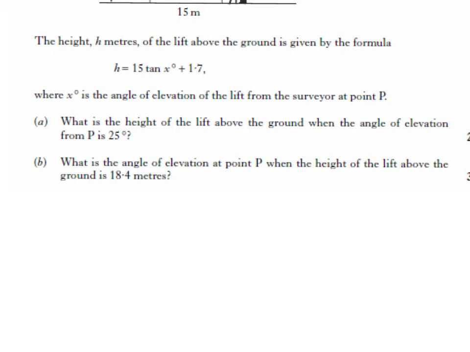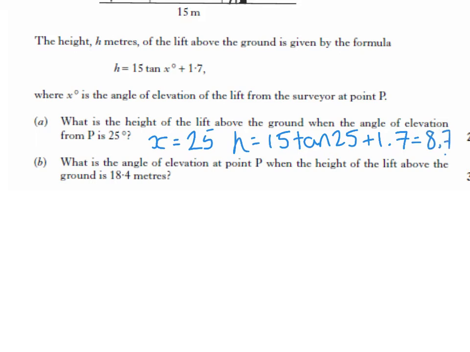So it says, what is the height of the lift above the ground when the angle is 25? So you replace the angle with 25. So you replace x with 25. So for part A, the height is 15 tan 25 plus 1.7. Now that 1.7 is the height of the wee man who's standing watching, right? So when you type that into your calculator, you get an answer of 8.69. So let's say 8.7 metres. So when the man's looking at an angle of 25, the lift is 8.7 metres off the ground.